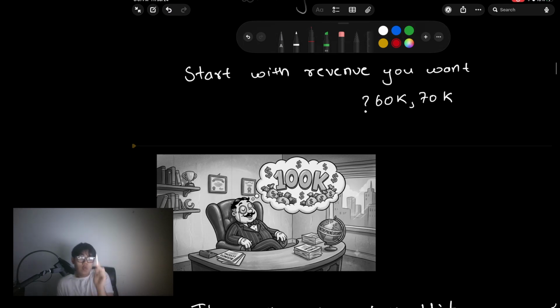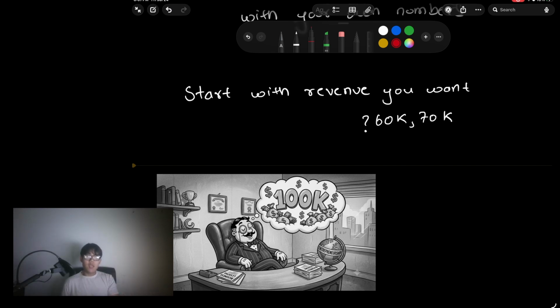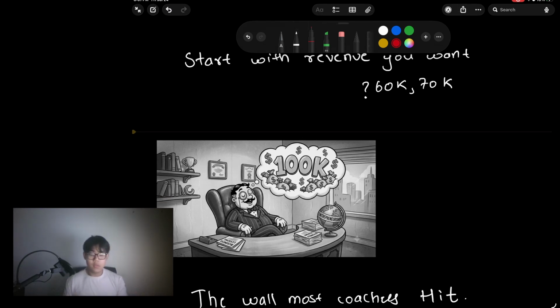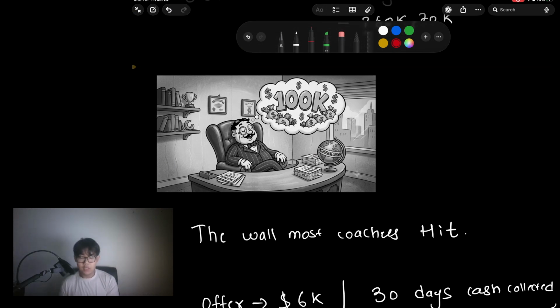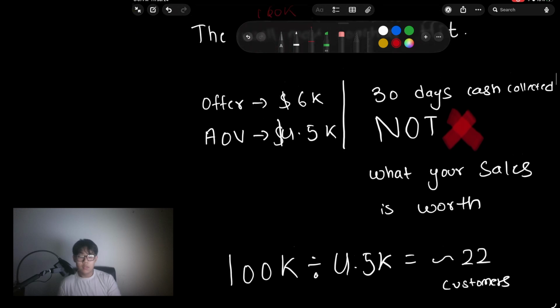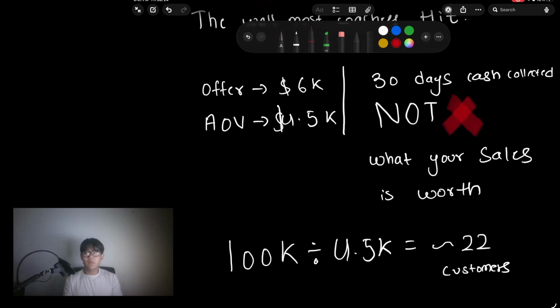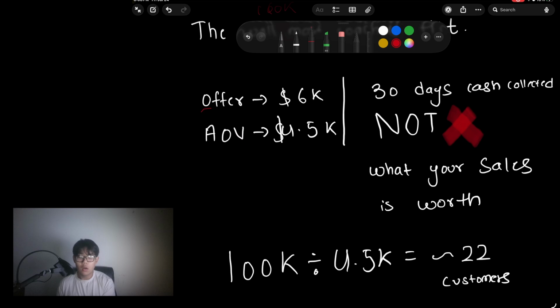Now, start with the revenue you want. So let's say you're doing 20K, 30K, or like 60K, 70K. I don't know, but that's up to you, right? That's your numbers. And let's say you want to get to 100K, which is where most coaches want to be, or that's their ceiling for now, before actually going and scaling really hard, right? So in this example, let's say your offer is 6K and your average order value is 4.5K, right?